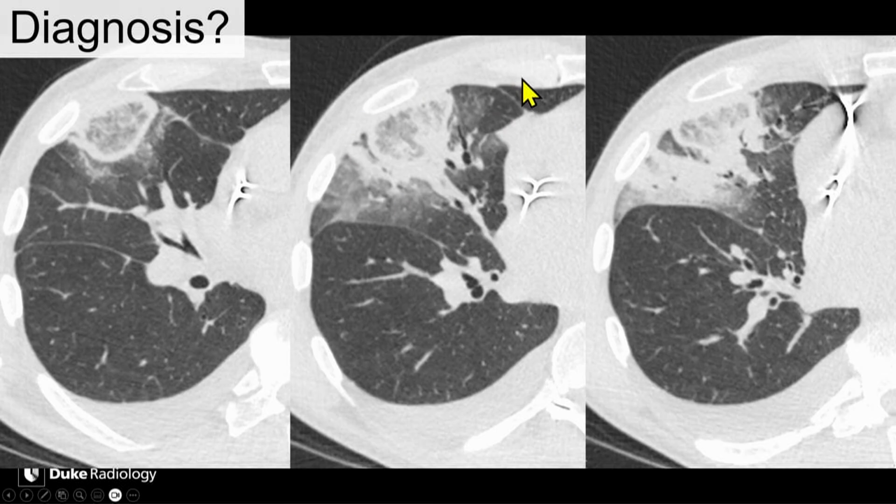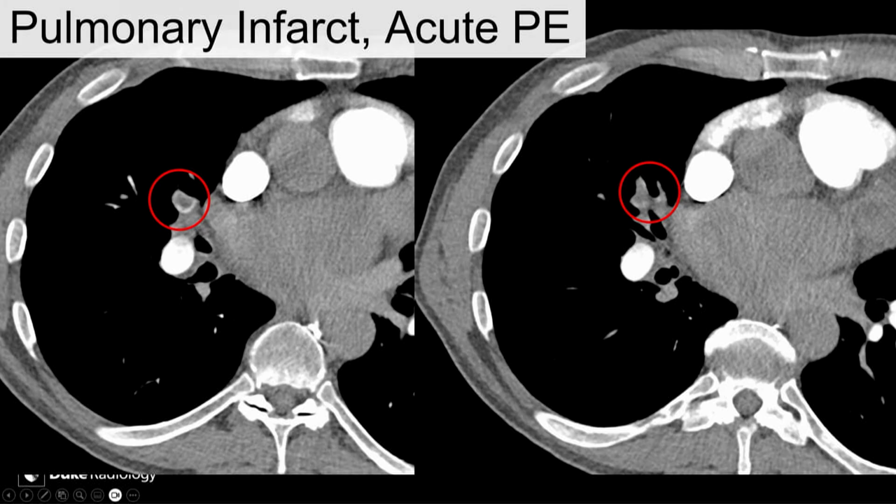It's a very typical appearance for a pulmonary infarct, and there is an associated right pleural effusion. So this is a pulmonary infarct in a patient, and here's the follow-up contrast-enhanced CT with the clot in the right middle lobe artery. So pulmonary infarct in this setting.